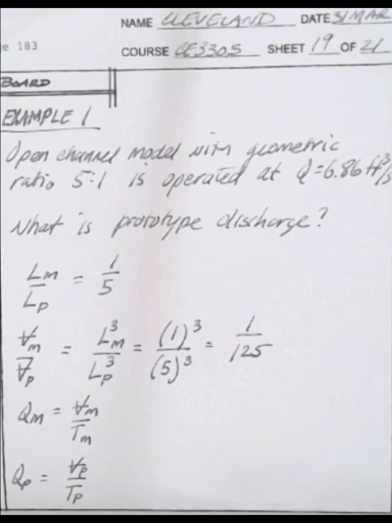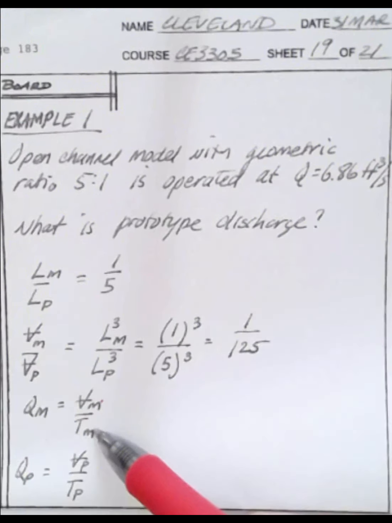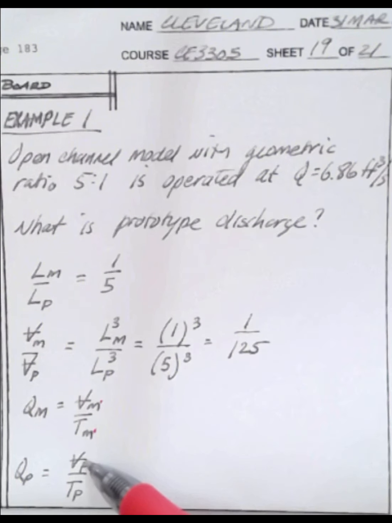Hence, the volume scales as the cube of those, so it's 1 in 125. And discharge is defined as the volume over time. So the model discharge would be volume in the model over time in the model. The prototype discharge is volume prototype over time prototype.